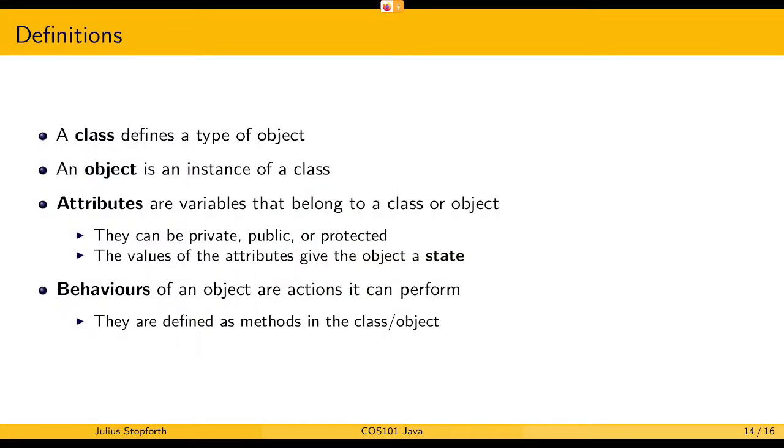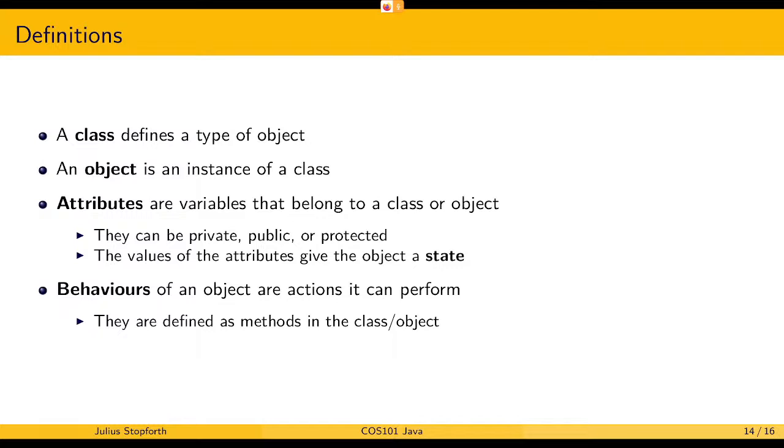So now we finally have some more formal definitions. A class defines a type of object. An object is an instance of a class. So the word instance there is the operative term, or the key term. Attributes are variables that belong to a class or object. The reason why we say class or object is because in static classes, things can get a bit different, get a bit weird.